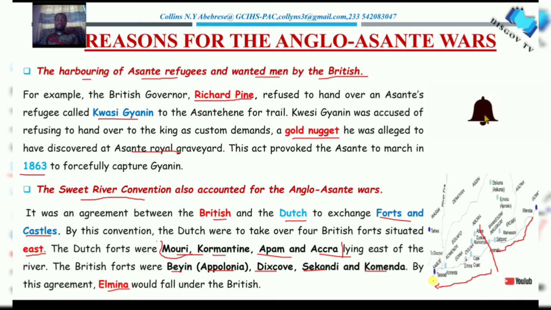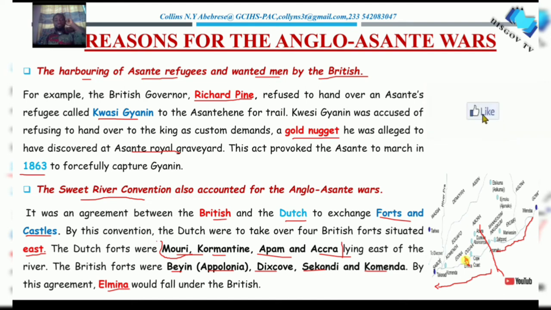So per that agreement, the Dutch and the British were exchanging forts. It means that the British would take all the forts over here at the western part, including Elmina, Komenda, Takoradi and Co. Then the Dutch would take these areas, Moree, Akromante, and all of that. Now, why was this agreement a cause for concern for the Asante nation, such that they would go to war with the British?